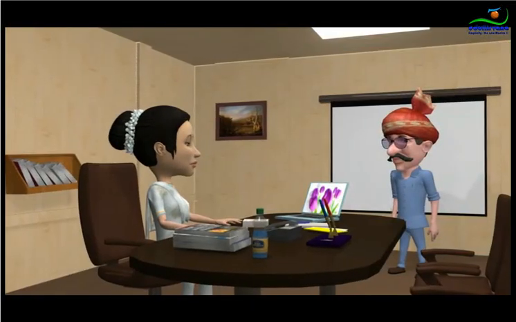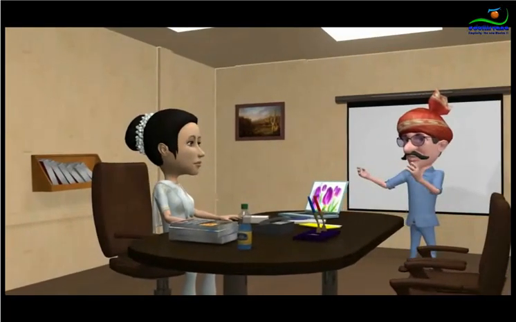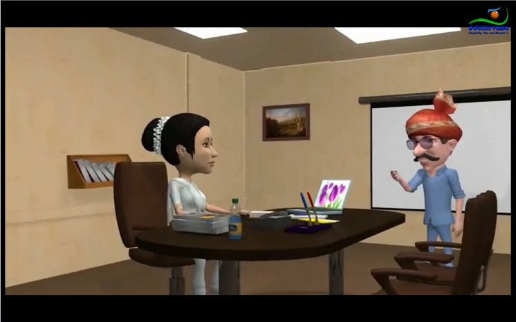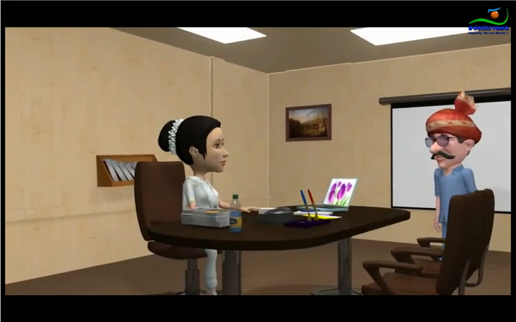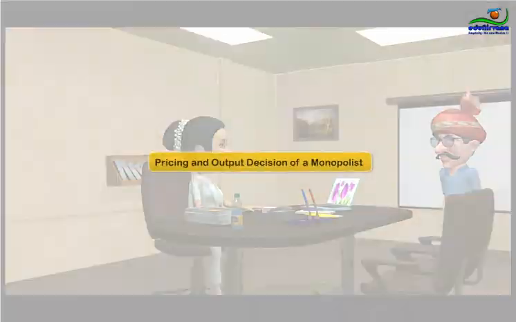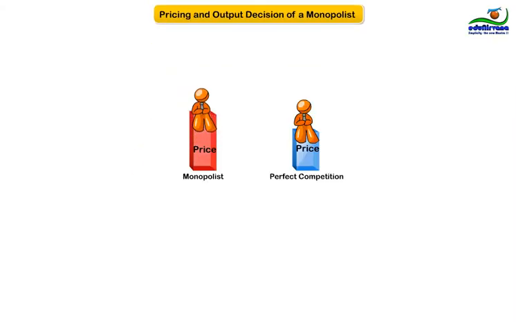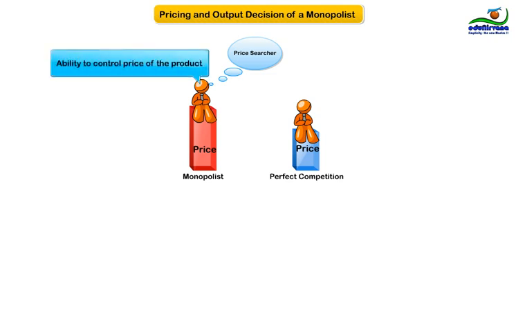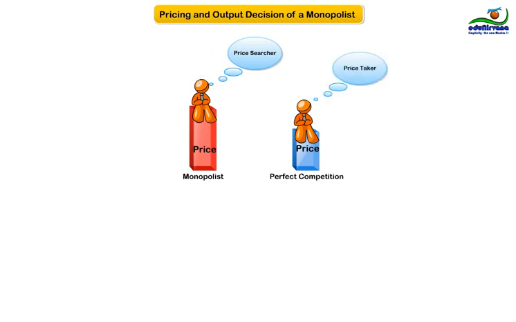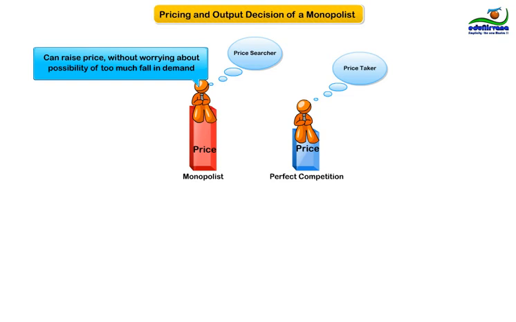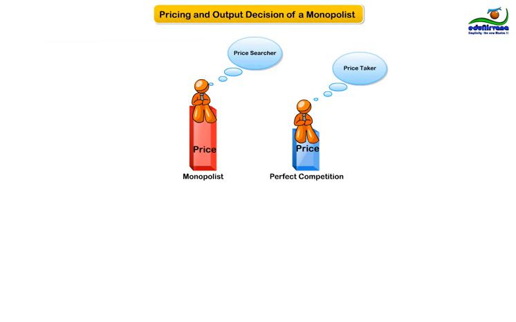Let's now see the pricing and output decision of monopolists. Very important for you to know to handle innovative product business. Basically, a monopolist is a price searcher, that is, a seller with the ability to control to a good degree the price of the product it sells. In contrast to a price taker, a price searcher can raise its price and still sell its product, although not as many units as it could sell at the lower price.